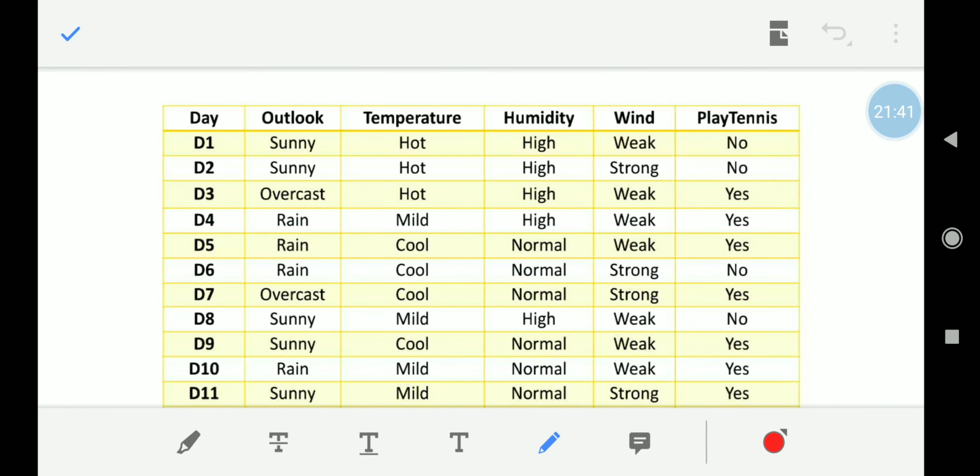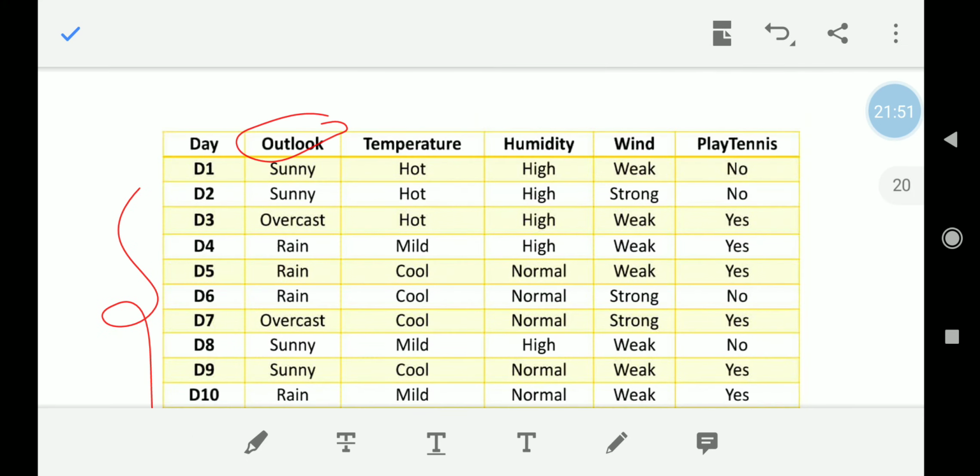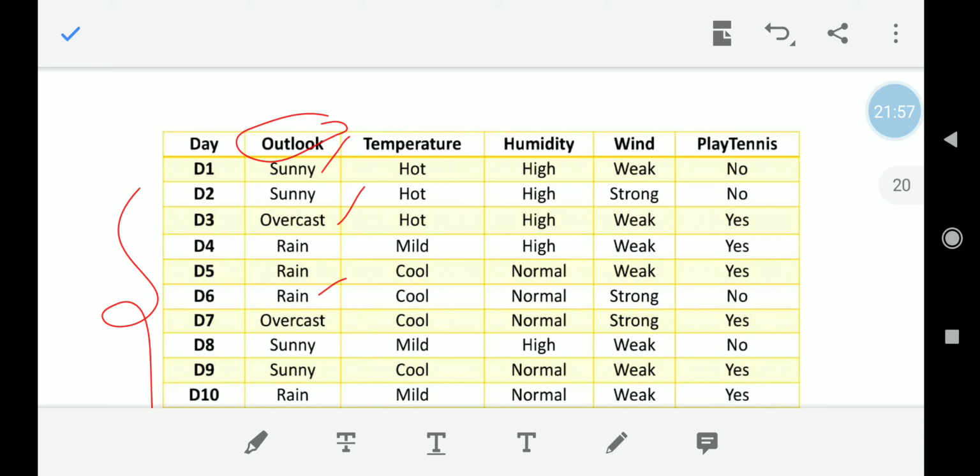We have considered outlook as the first attribute because its gain is more. So in the total 14 examples, we have three values for outlook: one is sunny, one is overcast and one is rainy. So how many sunny are there? How many rainy are there? How many overcast are there? We have to calculate it now.